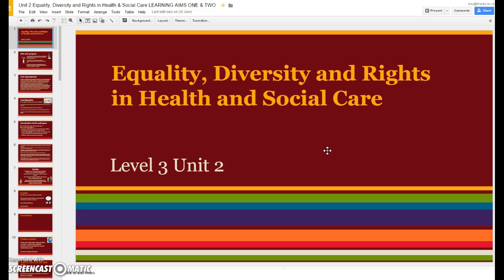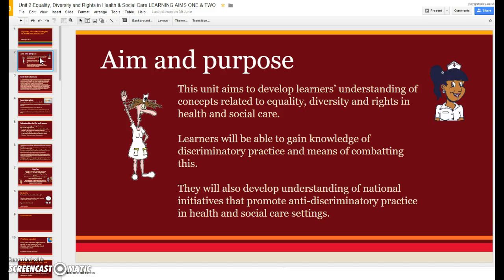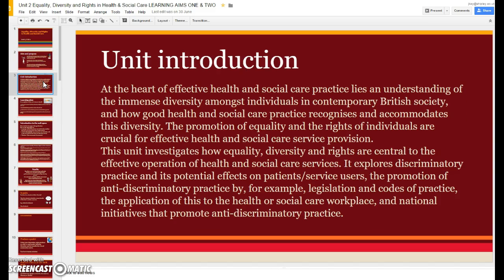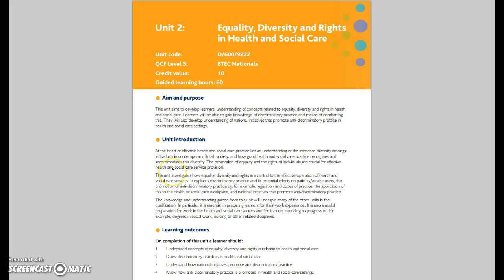Okay, so firstly we'll go through this. So you need to have this open on your computer. I'm just going to go through the aim and purpose of this unit. It's so that you can understand what discriminatory practice means and different methods of combating this and promoting anti-discriminatory practice in all health and social care settings. The unit introduction can be found on your unit specifications, which I'm expecting you to read shortly.